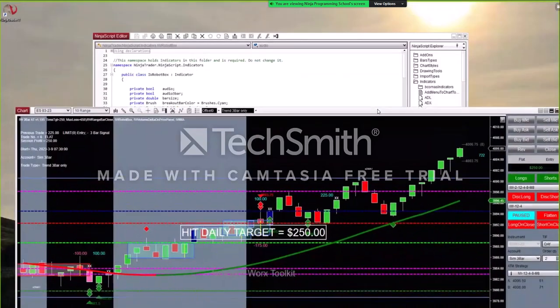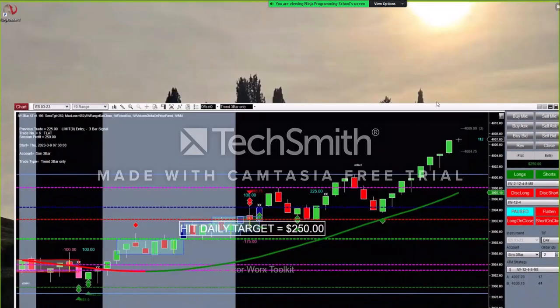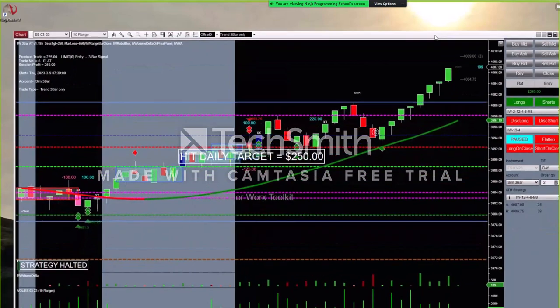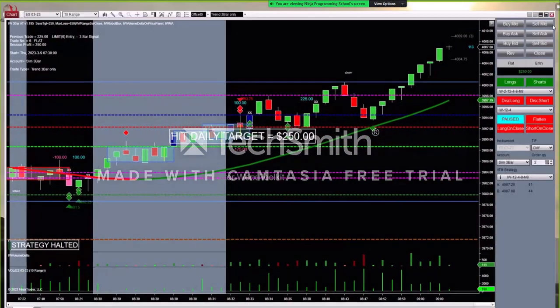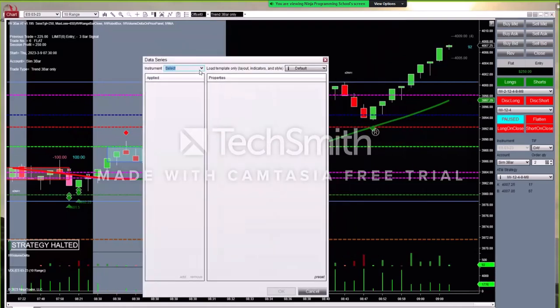There's some programming going on there. Wow, look at this. It's just flying up. New chart. So by the way, we roll over tomorrow.